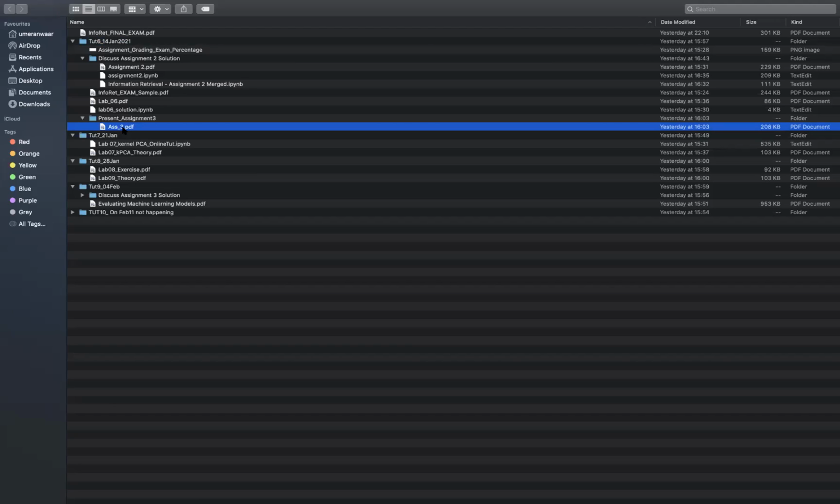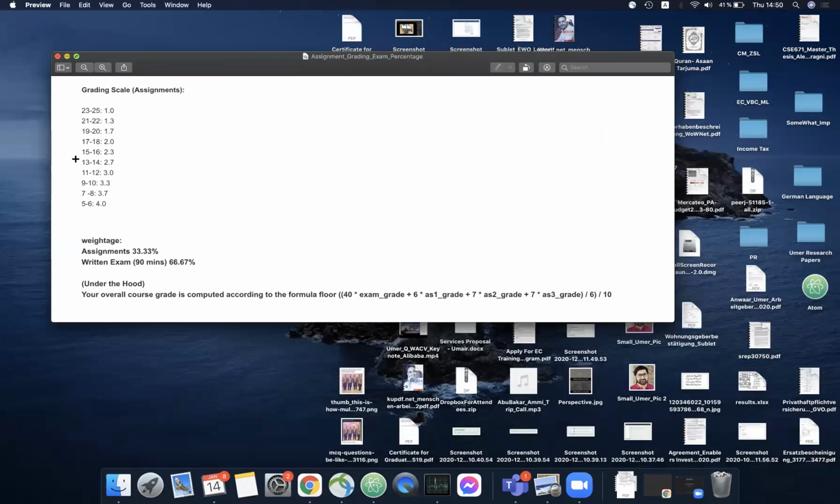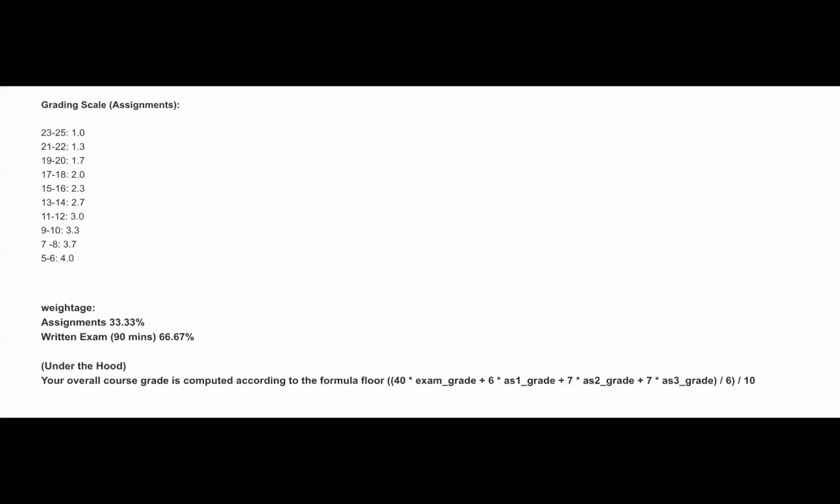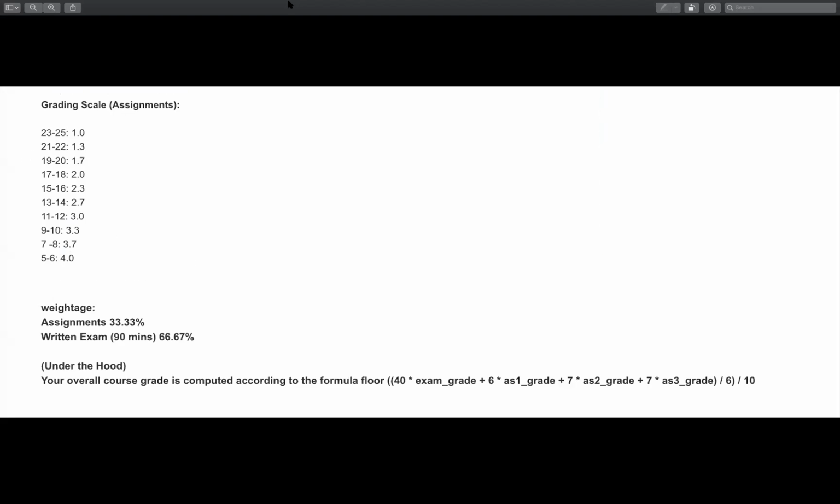But before going into that, I want to show you something else. Yes, this thing: assignment grading, exam percentage. So this is the grading scale of the exam and the assignments. If you have 23 to 25 points, then you get a 1. If you have 21 to 22, then you get a 1.3. If you have 19 to 20, then you get a 1.7. And if you have 5 to 6, then you get a 4.